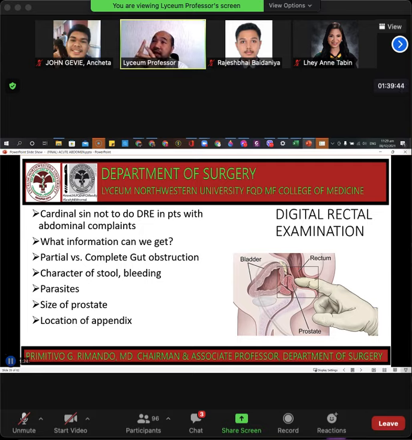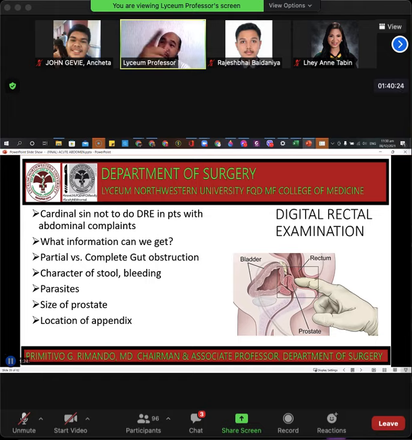What else? Is it solid? Is it semi-solid? Is it liquid? All of this will point you to a specific pathology. You also see if there are parasites. Sometimes even just looking at the rectum or the anus, you can actually see very small worms. That's possible.